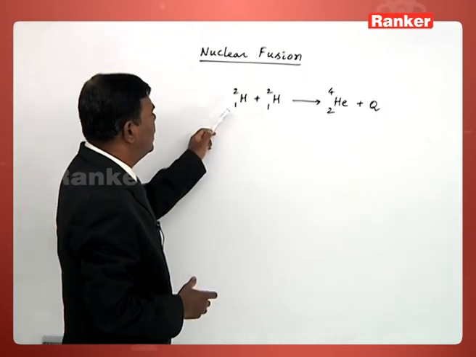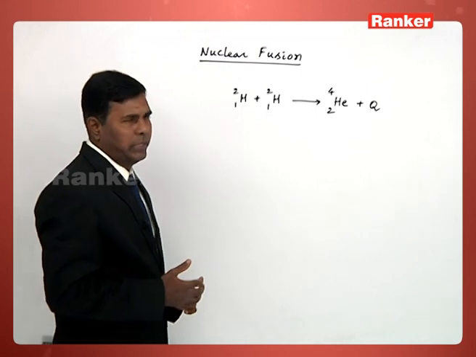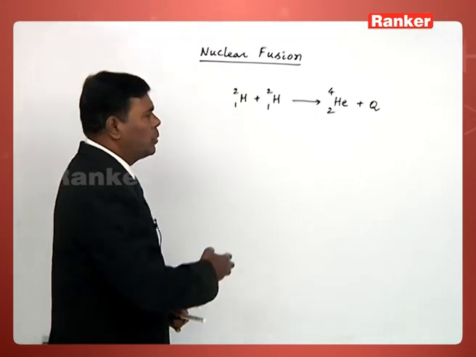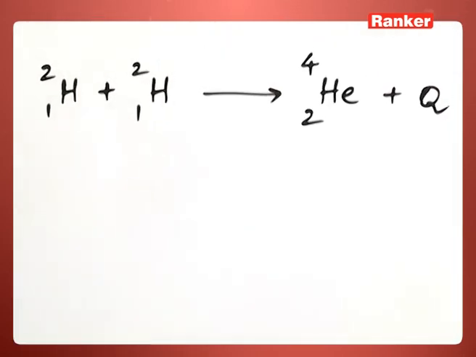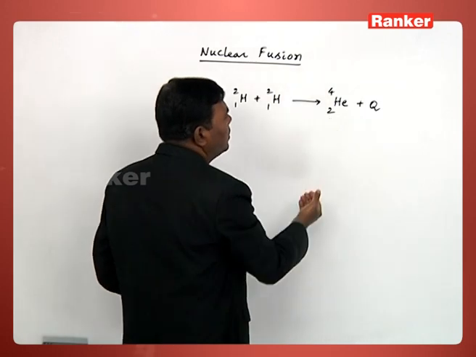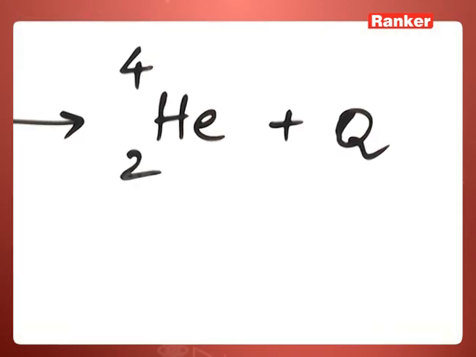You see, this is a deuteron nucleus. It's an isotope of hydrogen with mass number 2 and atomic number 1. Two such deuteron nuclei are combined together and the resultant is a helium nucleus, and a large amount of energy is also released in the process.